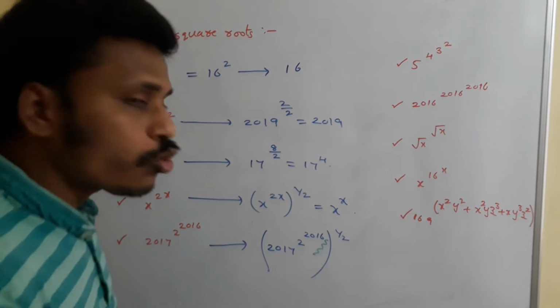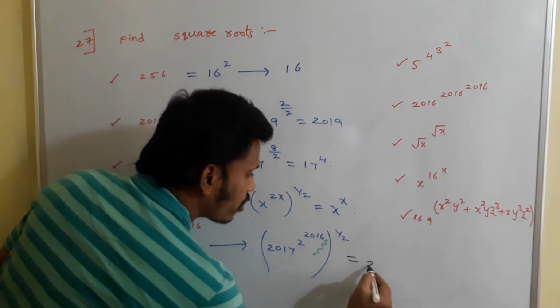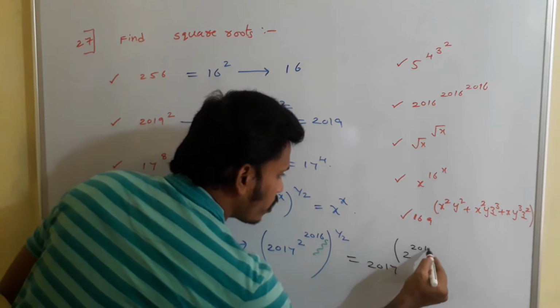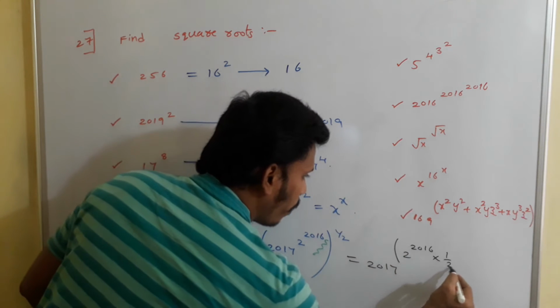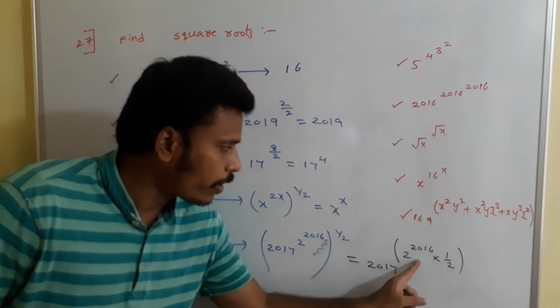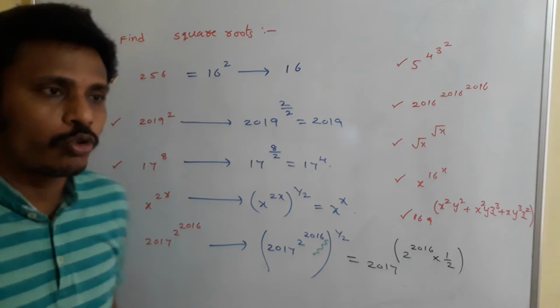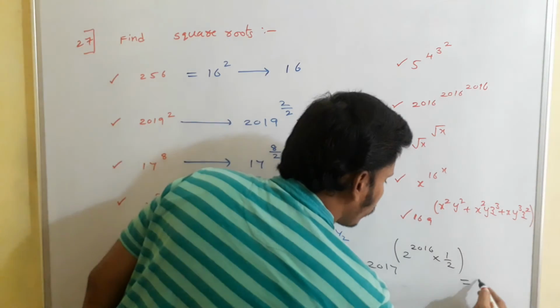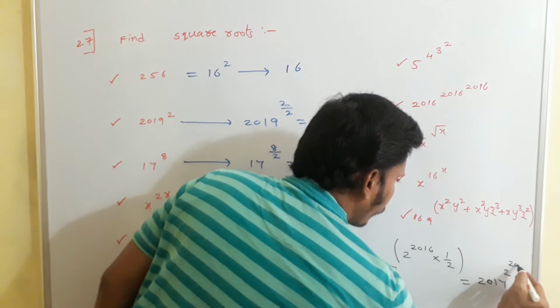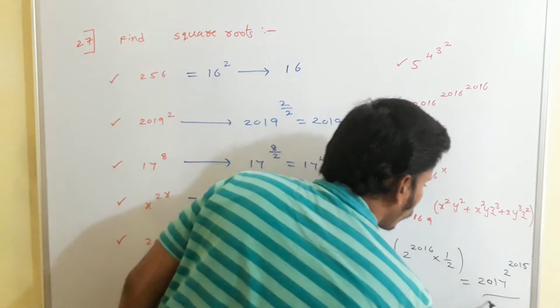If you multiply these two, what will happen? Just have a look, this is equals to 2017 and here 2 power 2016 into 1 by 2. What is this product? 2 power 2016 into 1 by 2 is simply 2 power 2015, right? So this is equals to 2017 to the power 2 power 2015 is the square root.